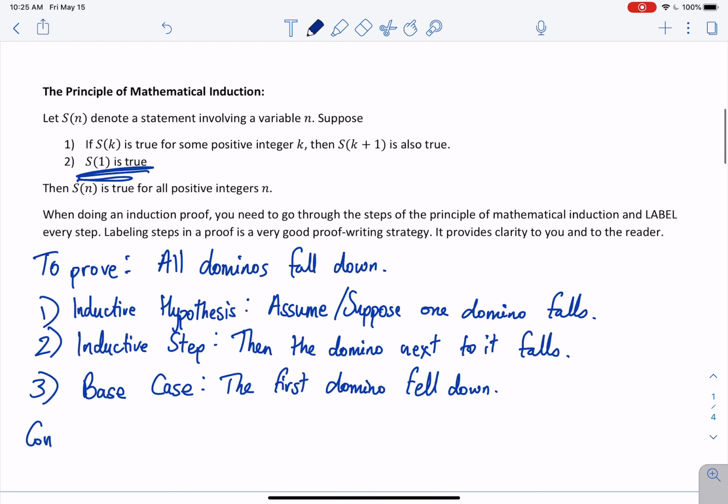And so then the last thing will be a conclusion. It says, by induction, we showed that all dominoes fall down.